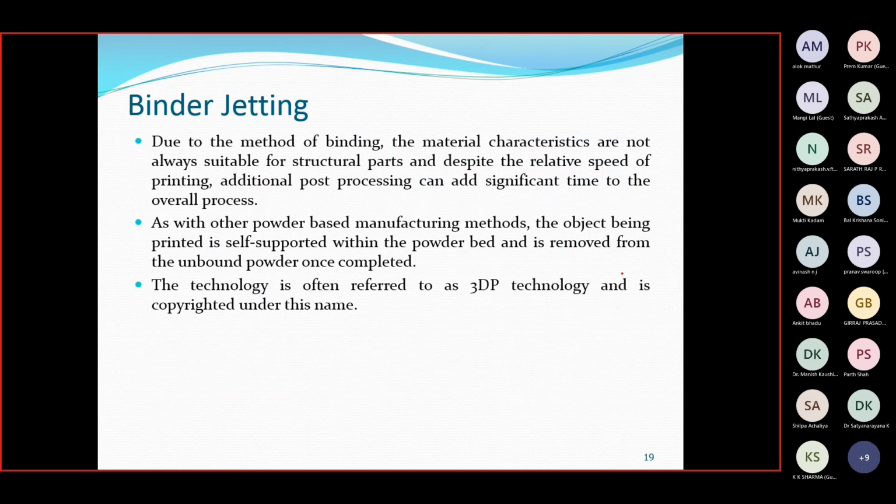Again, the problem with this is that, due to the method of binding, the material characteristics are not always suitable for a structural part. Despite the relative speed of printing, additional post-processing is needed. You can't go with just that structural part itself. You have to go with post-processing also, and that adds significant time to the overall process. This is also often referred to as 3DP technology, meaning 3D printing technology, because binder jetting was copyrighted under this name.